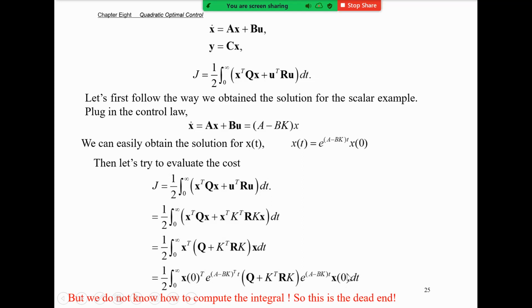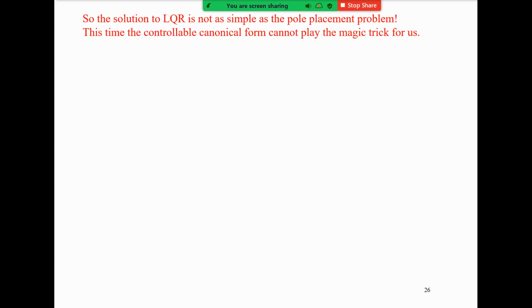Okay? So we cannot follow that same idea. So the solution to this LQR is not as simple as the pole placement problem. For pole placement, I would say it is straightforward, right? Apply the idea of the controllable canonical form. Just try to match those two controllable canonical forms, right? You compare, then you get the solution. But here, even if we want to get the derivative, we know we cannot compute the derivative.